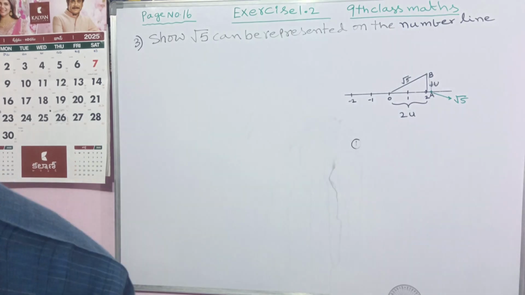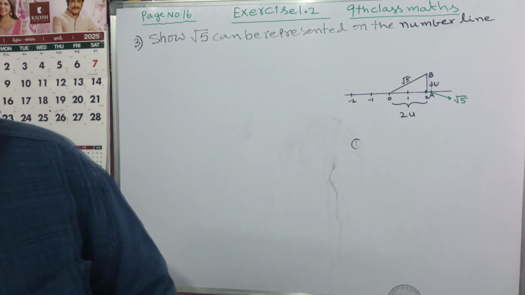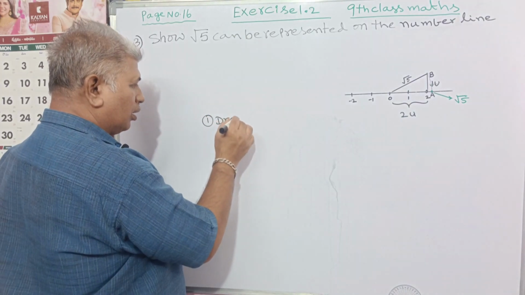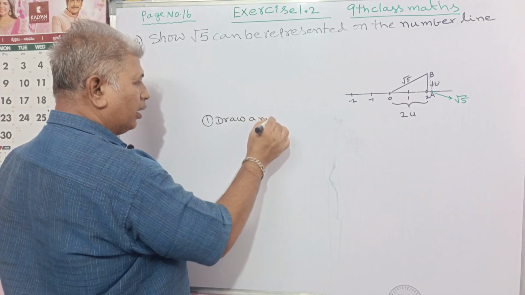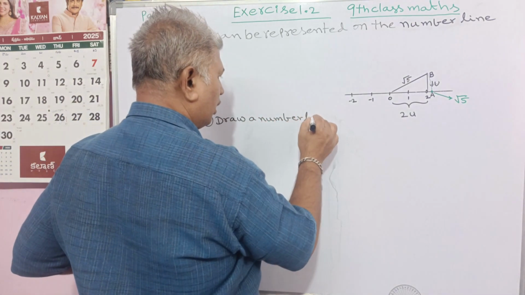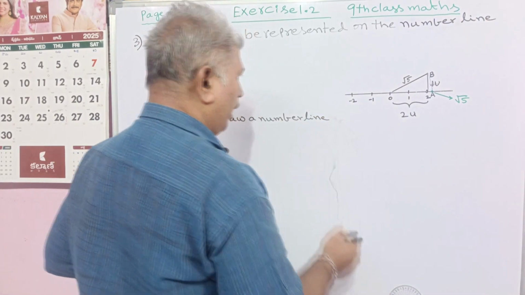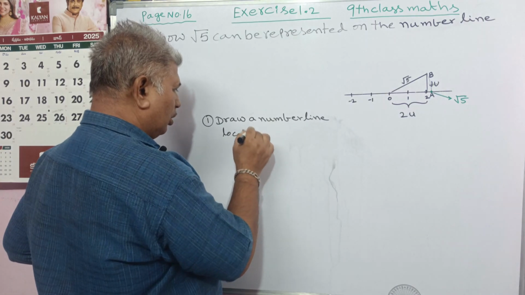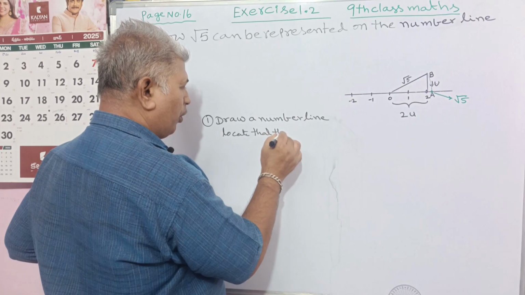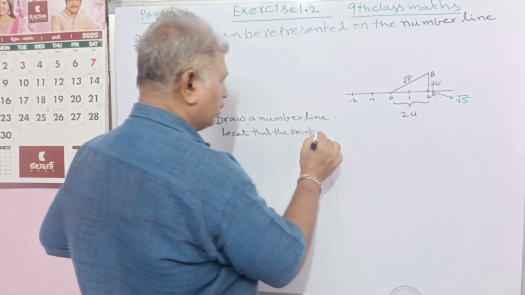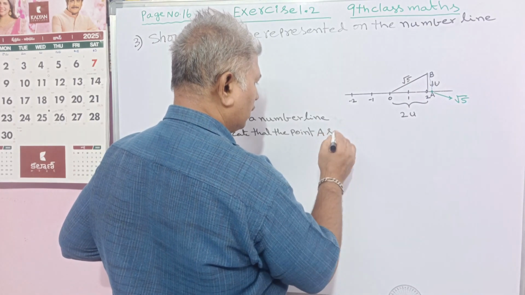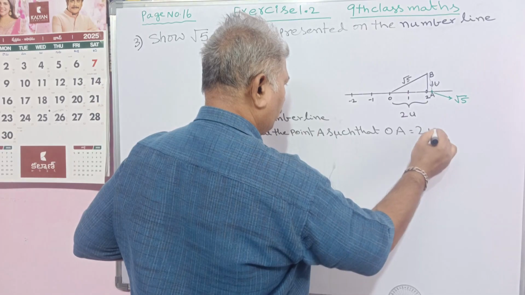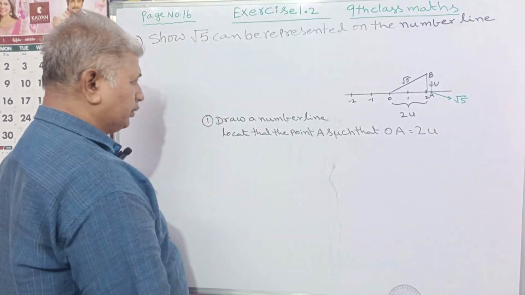First point, draw a number line and locate the point A such that OA is equal to 2 units.